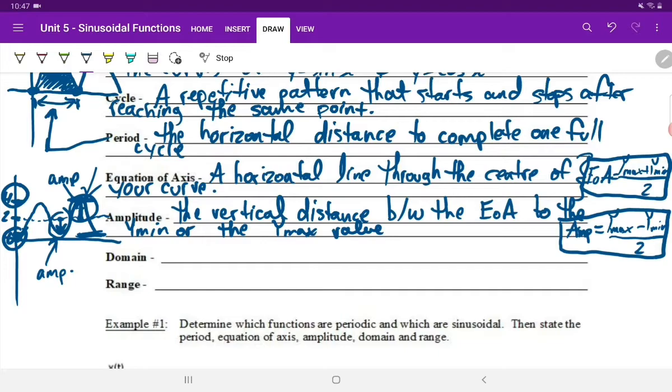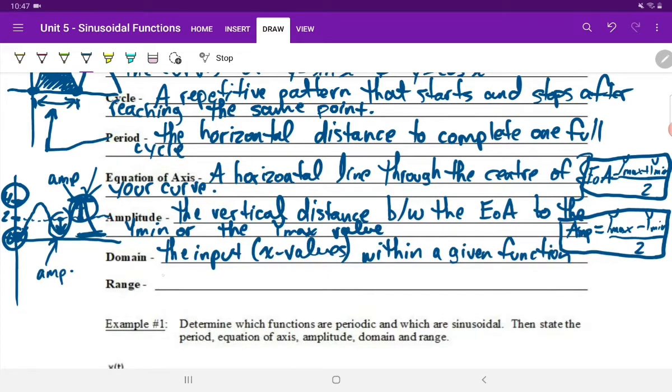And then domain and range, I mean, we have done this pretty much in every unit, okay? The domain is the input or the x values within a given function. And the range is the output or the y values within a given function.